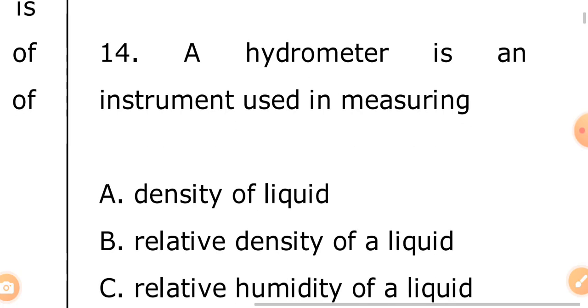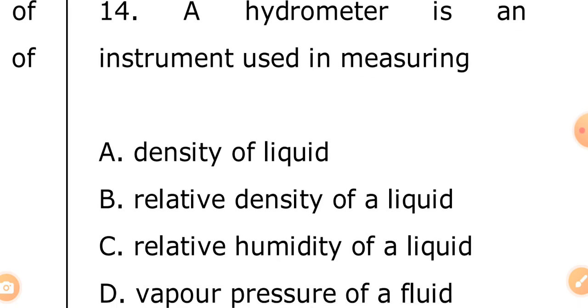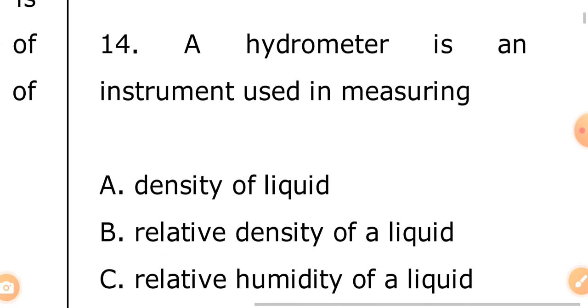Let's proceed. A hydrometer is an instrument used in measuring that. I've answered this question earlier in part 7, so I won't give you the answer. I want you to tell me what you think is the answer in the comment section. A hydrometer is an instrument used in measuring dash. A. Density of liquid. B. Relative density of a liquid. C. Relative humidity of a liquid. D. Vapor pressure of a fluid.